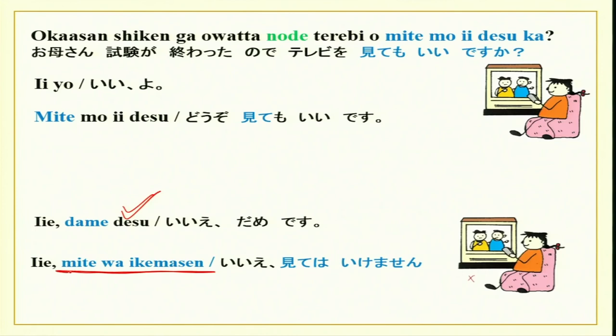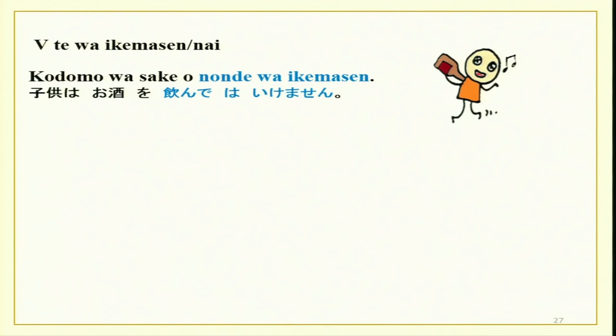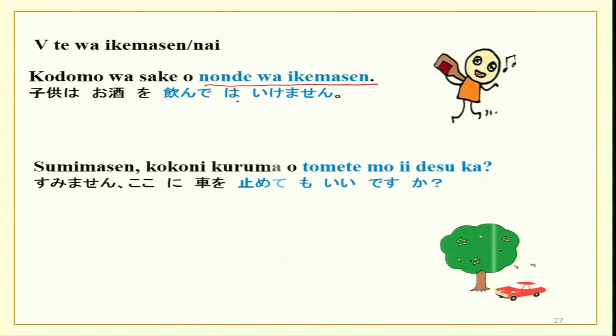Permission is not granted over here. So te wa ikemasen or te wa nai. Now, what does it mean? See from these examples. Kodomo wa sake wo nonde wa ikemasen. It is better that children do not have sake, or it is not allowed to have sake. Kodomo are not allowed to have sake. It is prohibited.